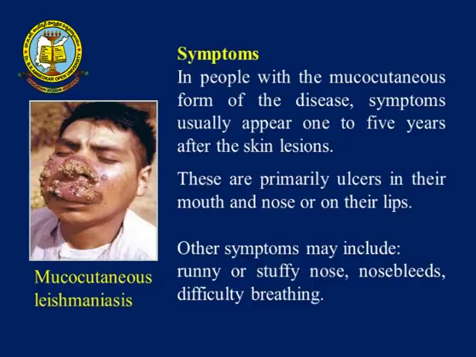Symptoms here usually appear 1 to 5 years after the skin lesions. These are primarily ulcers of the mouth, nose, or on the lips. You can see the person being affected by this particular mucocutaneous Leishmaniasis. Other symptoms include a runny or stuffy nose, nosebleeds, and difficulty in breathing.